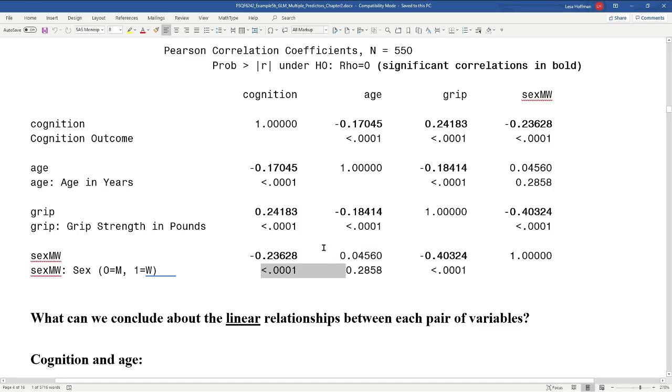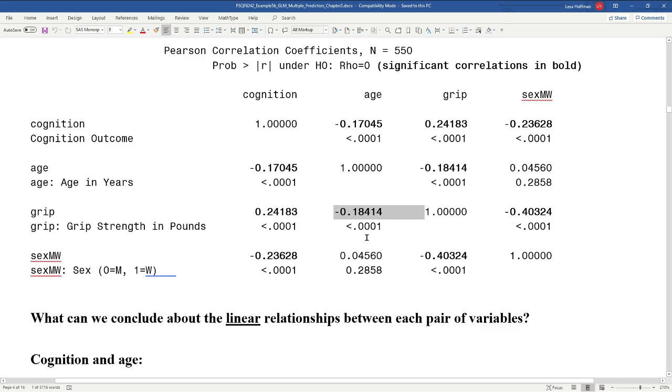We can also look at the correlations between the predictors as foreshadowing what's going to happen when we put multiple predictors into the same model. So for instance, age and grip strength are negatively correlated. As grip strength goes up, age goes down. As age goes up, grip strength goes down. So that means that their effects in the same model are likely to be smaller than their effects when each of them is examined in isolation. They have some covariance, they share some overlap.